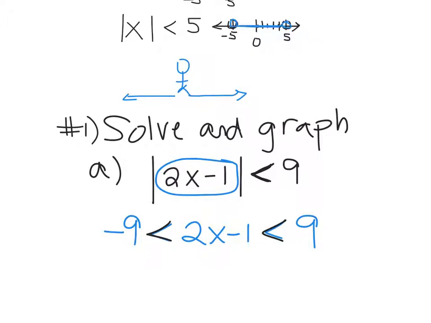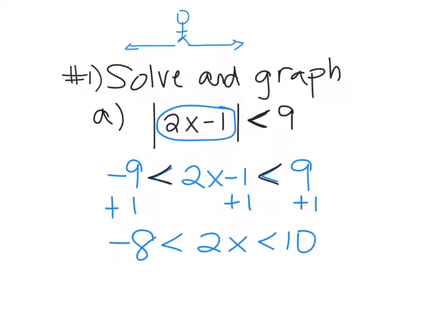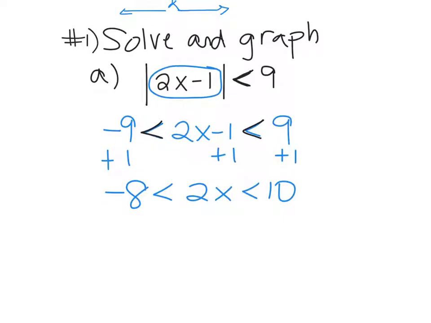And so you set up this equation for yourself to solve. And now you solve it. Let's add 1 to everybody. Add 1, add 1, add 1. So you get negative 8 is less than 2x is less than 10. And then divide everything by 2. You've already solved these last week. I think it was Monday or Tuesday. Divide everything by 2, and you get negative 4 is less than x is less than 5.